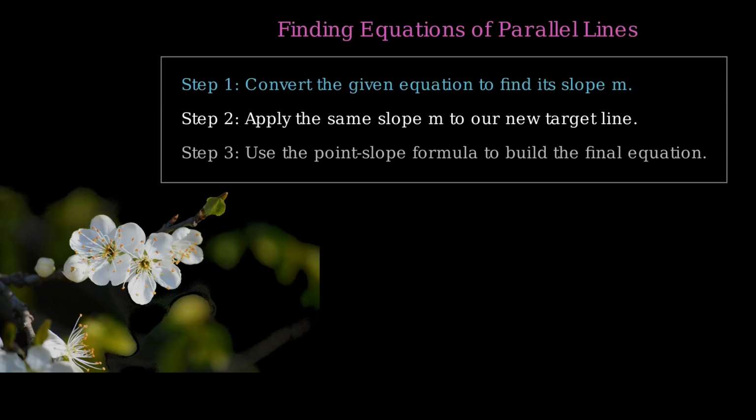Since parallel lines share the exact same slope, we can find our new line's equation by extracting the slope from the given line. Then, we substitute the slope along with the new coordinates into the point-slope formula.